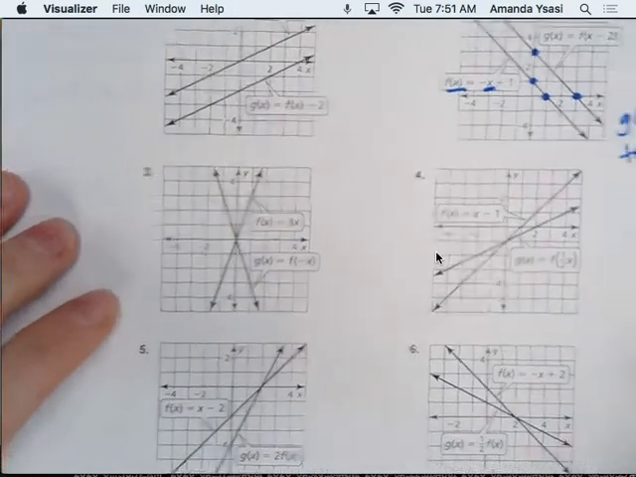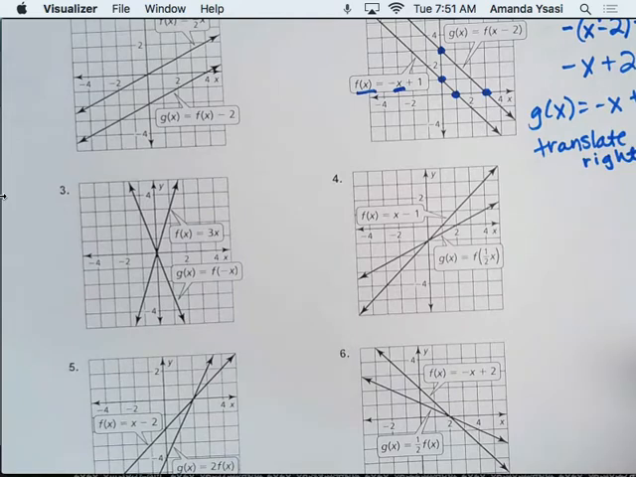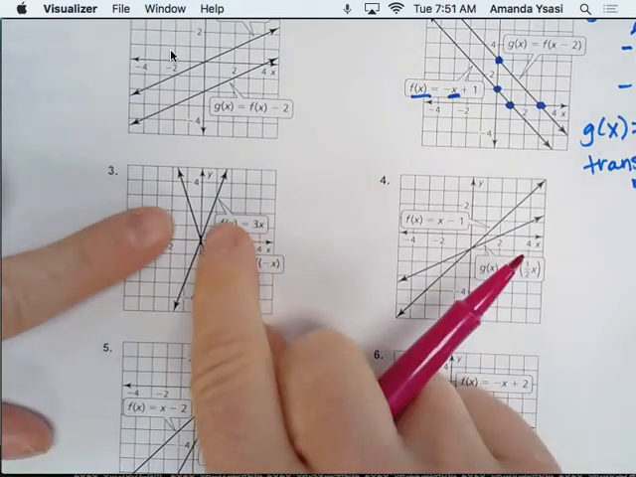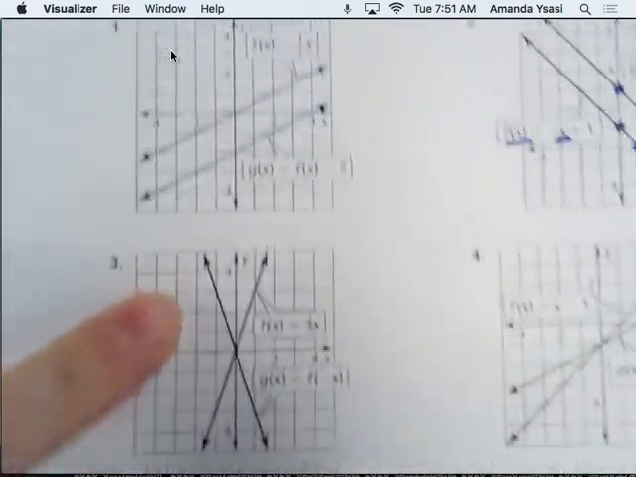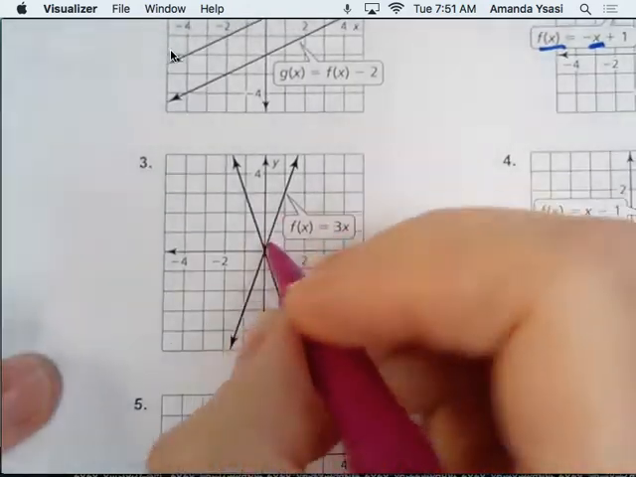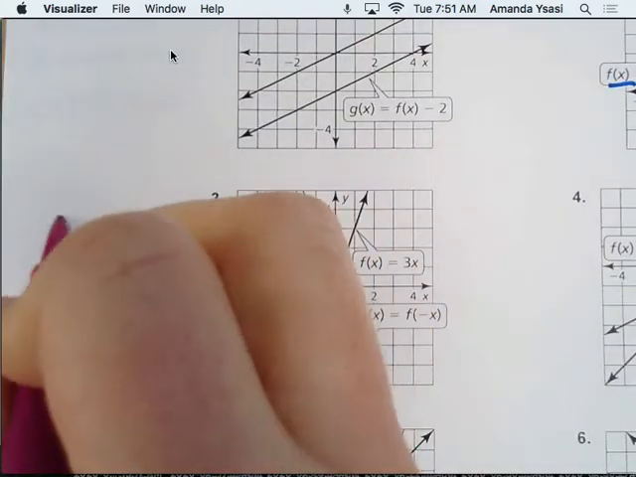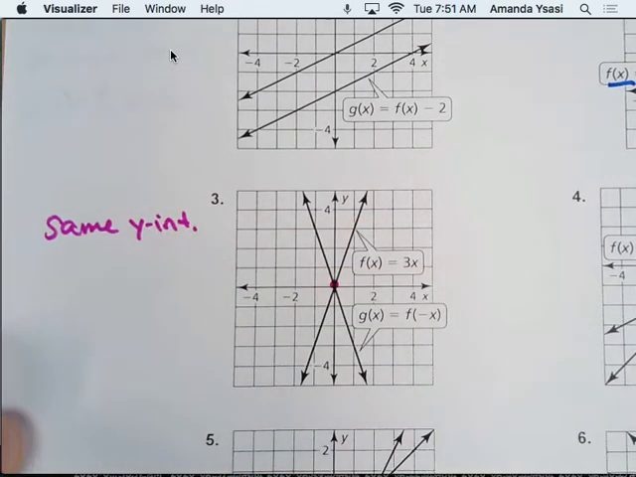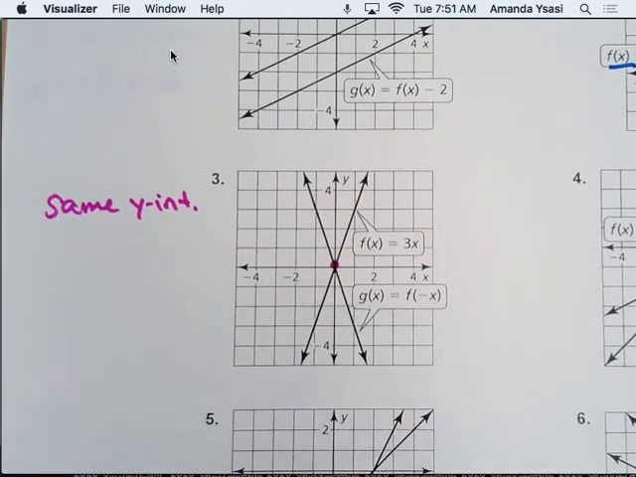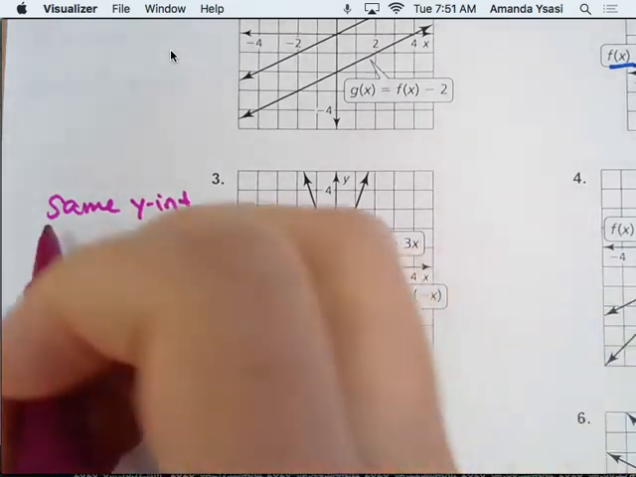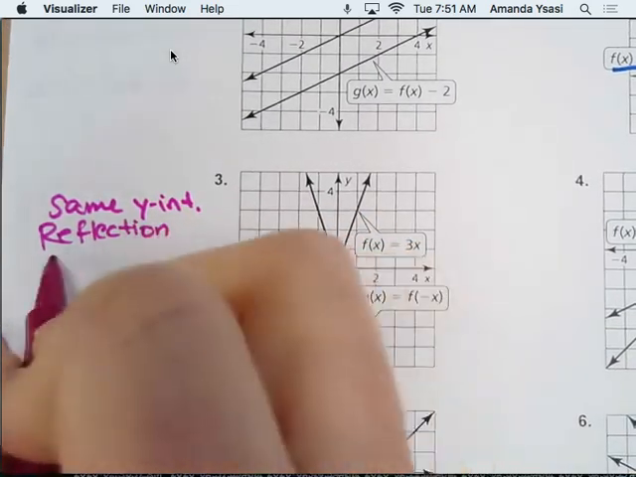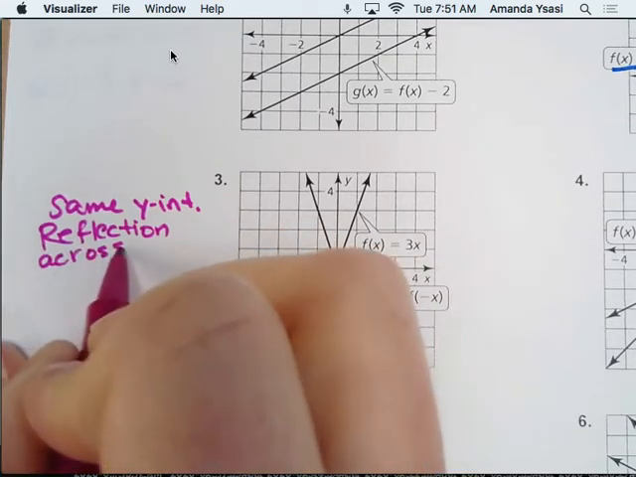Okay, let's look at these problems from the transformation worksheet. So if we look at number 3, we look at just the lines. If you look at just the lines, they have the exact same y-intercept. So I'm going to write that out. The only thing that's different is the reflection across the y-axis.